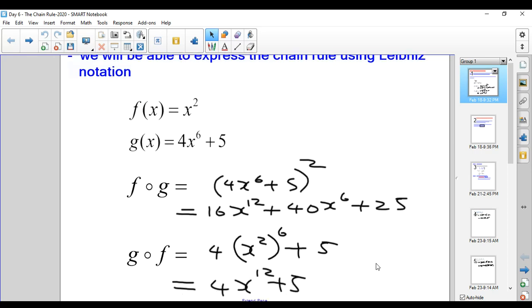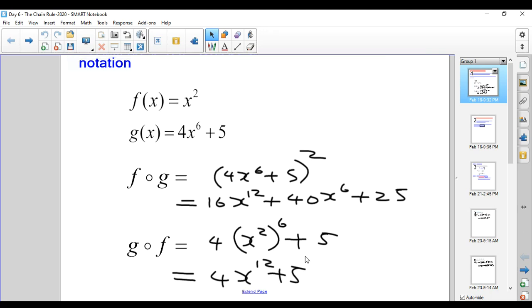It's not the same going the other way because composition is not what we call commutative. So the g of the f means putting the f into the g. So here's our f function. I'm going to put that where the x is in the g function. So in this 4x^6, I'm going to put the f in place of the x. So what I have is 4, the x squared function, being raised to the power of 6, then plus 5. And if you follow that through, you're going to get 4x^12 plus 5. And clearly, these two compositions are not the same. So just a quick review of composition of functions.